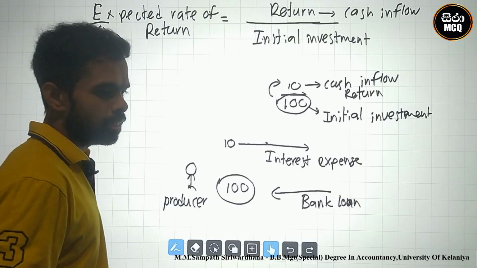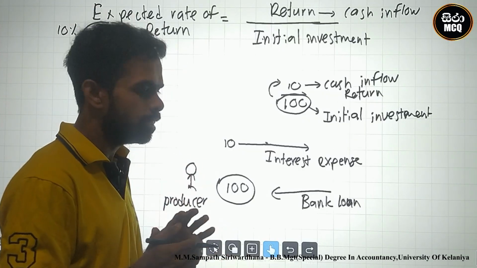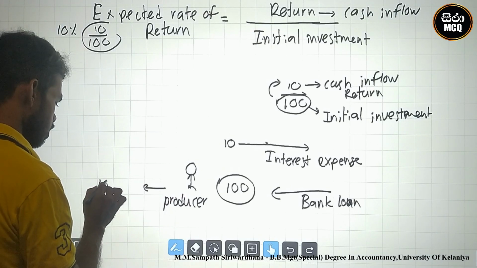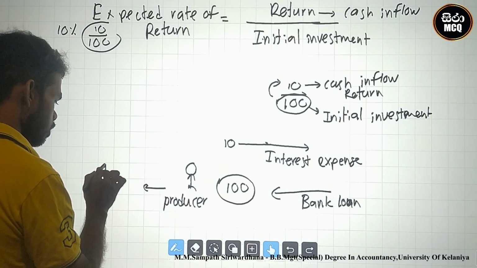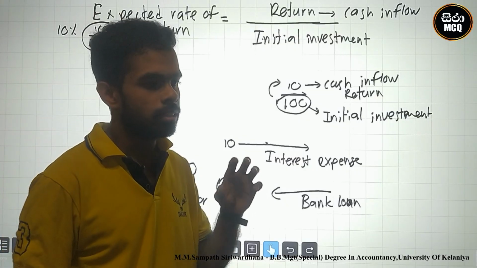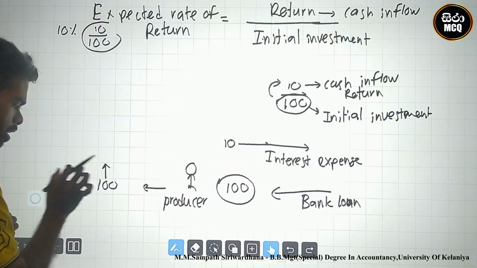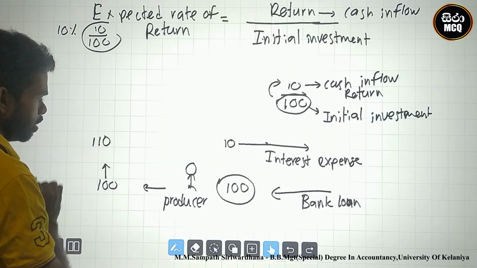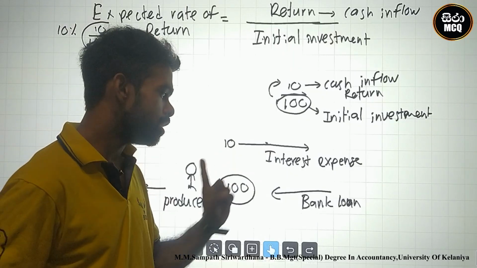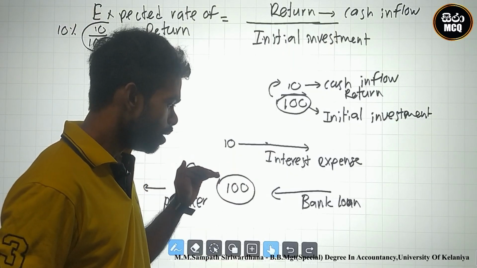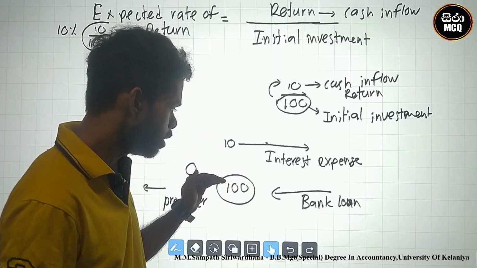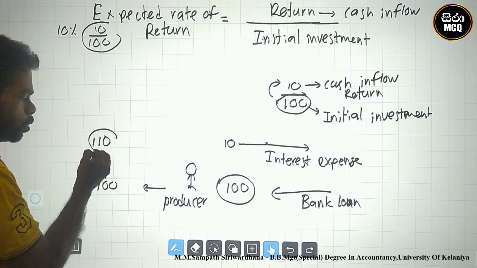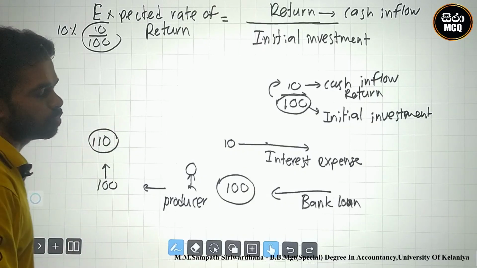You are the producer. Think about the 100. After 1 year, you produce a 100 value biscuit. Do you mark the selling price as 100 or not? You must mark the selling price as 110. Why? You must pay interest expense, and this is the loan portion, both of this. Therefore, you add this amount to the biscuit value.